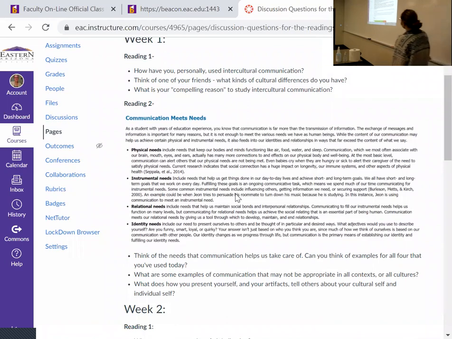So moving on to some of the highlights from our second reading. Communication helps us meet needs. There are 4 main needs that it helps us take care of: your physical needs, your instrumental needs, your relational needs, and your identity needs. So we're going to try to think of examples of how you have met all of these needs. Maybe if not today, then at some point in the next week, because it is only 10 o'clock in the morning. So our physical needs. Communication helps meet our physical needs when we order food or whatever.